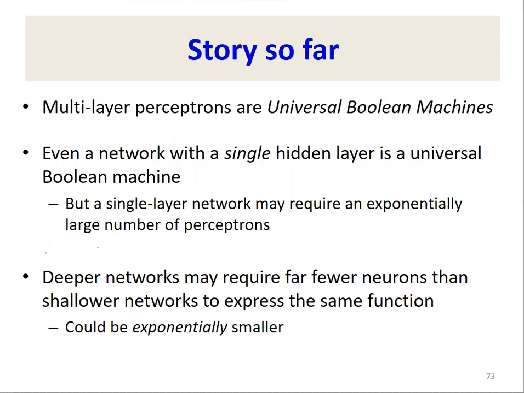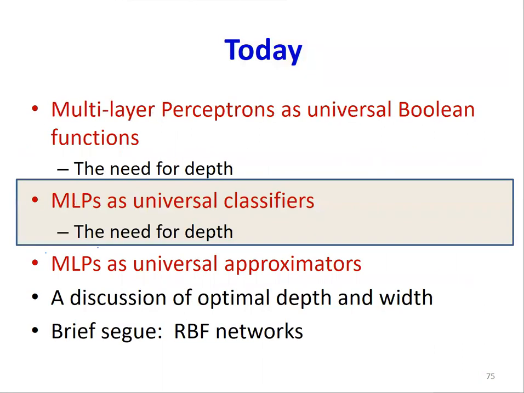So what we've seen is that even a network with a single hidden layer is a universal Boolean machine, but single layer networks may require exponentially large numbers of perceptrons. Deeper networks may require far fewer neurons to express the same function. They could be exponentially smaller. So we've seen how this works for Boolean functions. Let's look at classifiers.